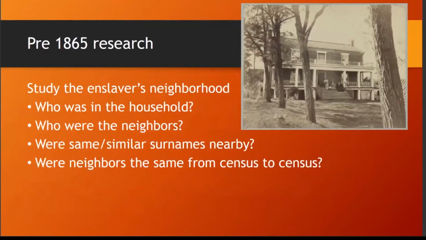It's also important to study the entire neighborhood of the slave-owning families. Who was in the enslaver's household? Who were their neighbors? Were there the same or similar surnames and therefore relatives nearby? Do you see neighbors who were there from census to census? You can scroll through the census images to see the households that surrounded a household that you're focusing on.